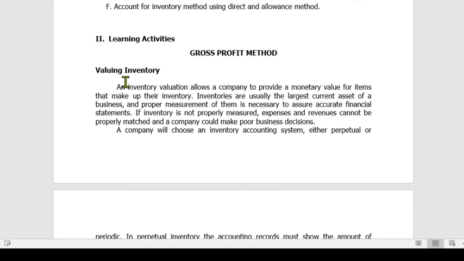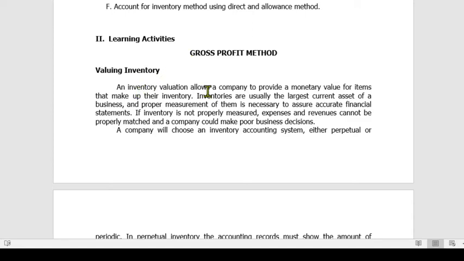An inventory valuation allows, so what does gross profit mean? Gross profit is your gross sales minus your cost of sales. So this gross profit method will revolve around looking at the sales minus the cost of sales. So how do we value?